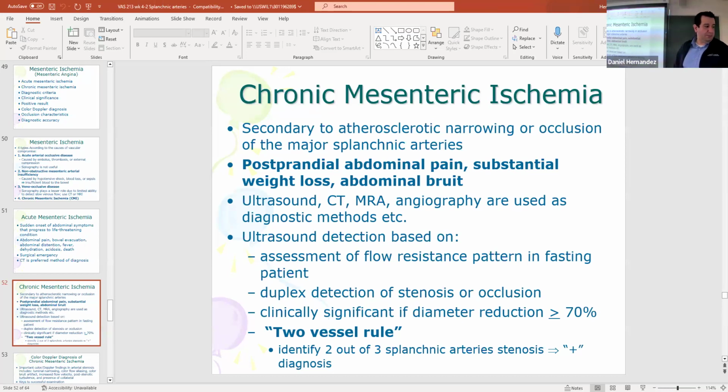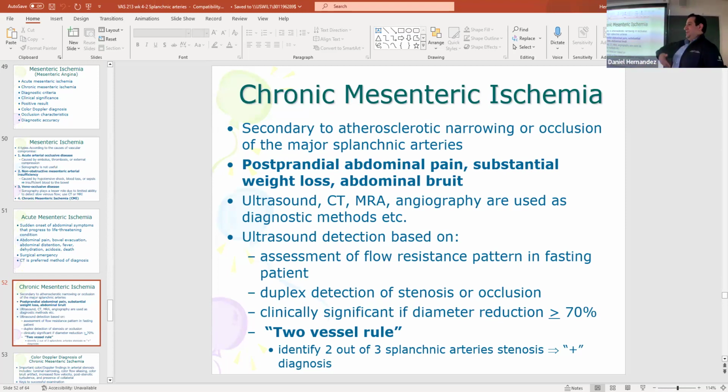So with ultrasound assessment, we're going to do assessment of flow resistance patterns in the fasting patient first. We're going to do duplex to detect the presence of stenosis or occlusion. So again, clinically significant diameter reduction greater than 70%. That's what we're looking for. So that's why I told you guys, just memorize those peak systolic velocities, because really that ultimately is what's determining the presence or absence of mesenteric ischemia.